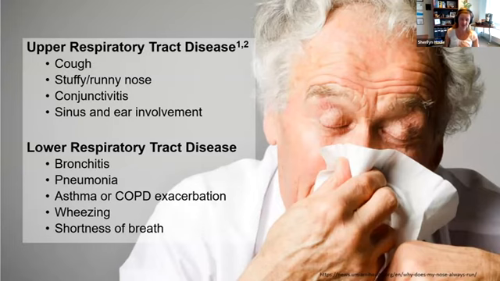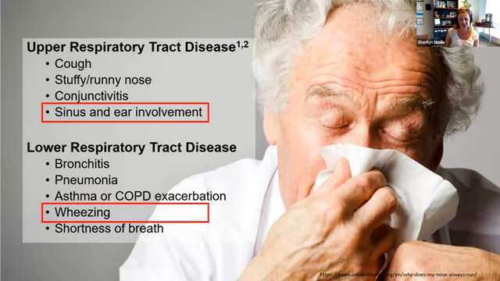If the infection does make its way into the lower respiratory tract, then that's when we see the potential for bronchitis, pneumonia, exacerbations of any underlying asthma or COPD. Wheezing is also possible because we do see that lack of airway flow going on, as well as potentially shortness of breath as a result. In particular, the sinus and ear involvement and the wheezing do appear to occur at a higher frequency among RSV infections than other ones, but these symptoms are still so nonspecific that it's really hard to distinguish based on presentation alone, unfortunately.